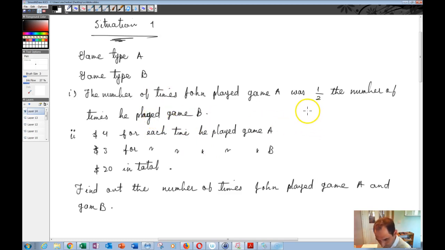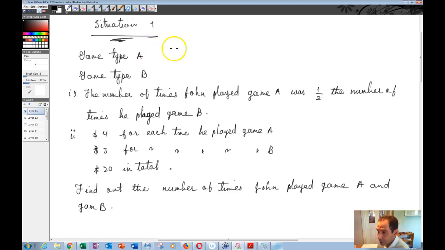So this was page 4. What I can do is take the number of times John played game A as Y. I have taken it as Y over here. You could take it X or Y. It doesn't really matter what you do, as long as you know what you've done. But since I have put together these notes in this particular way, I cannot change it, otherwise other things will be affected.